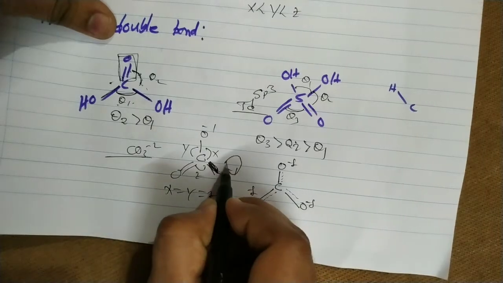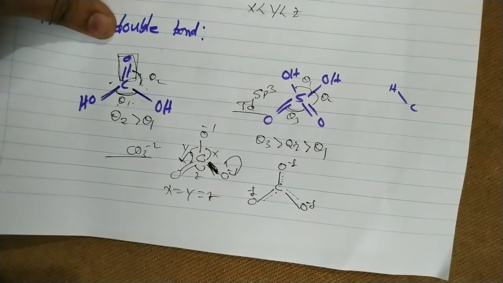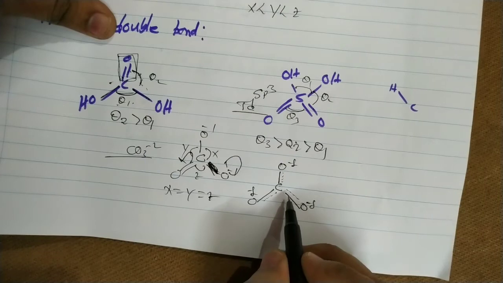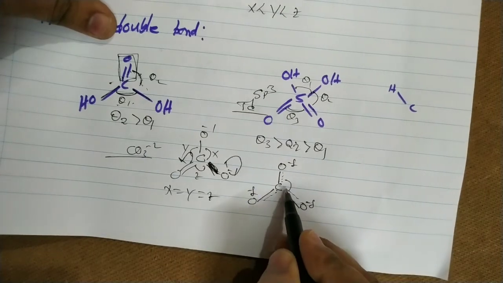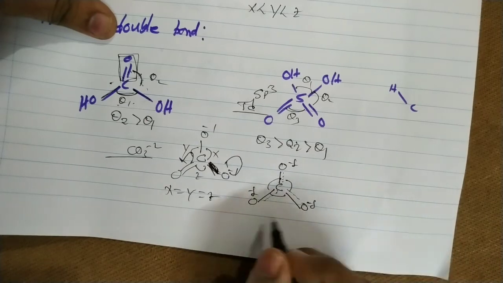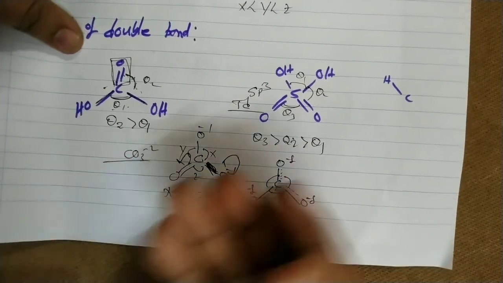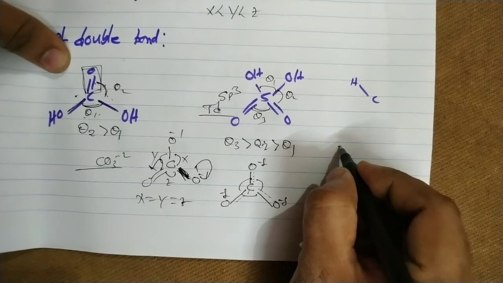So this negative charge is delocalized because of the pi electrons. As a result, all carbon-oxygen bonds have equal nature. So here all these bond angles are the same. Of course, we can say similarly for the sulfate ion also.